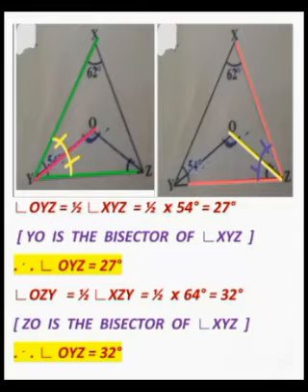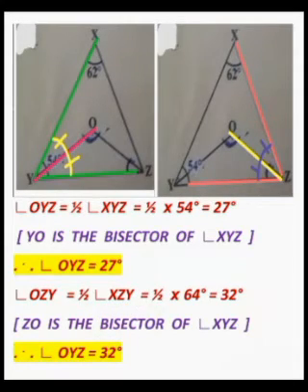Similarly, look at the second figure here, children. Now we will find out the angle OZY. This angle we will find. Similarly, you have to do the same thing, children. So, OZY is equal to half of XZY, because OZ is a bisector of angle XZY. See the marking I have given here. OZ is a bisector of XZY. So, OZY is equal to half of angle XZY.